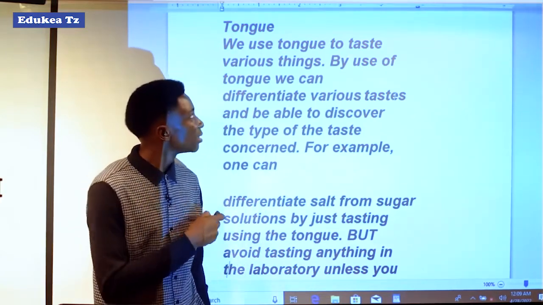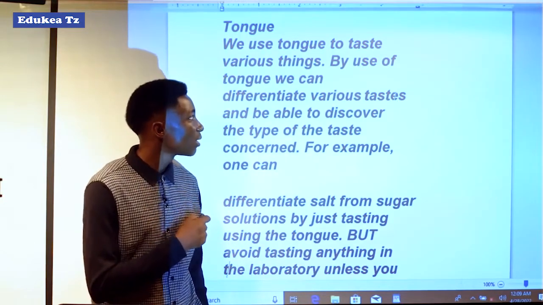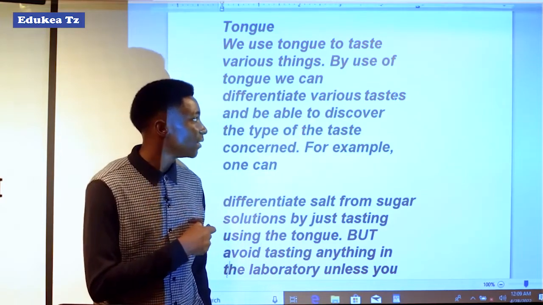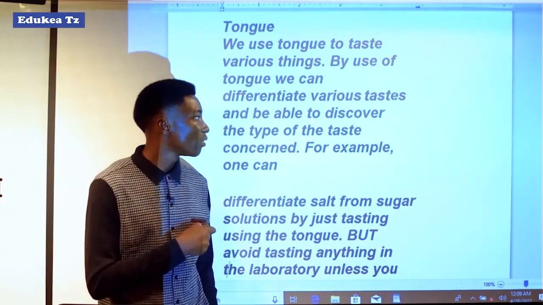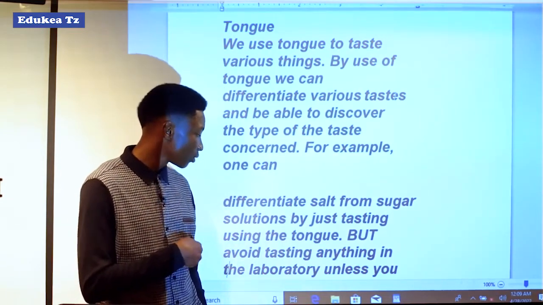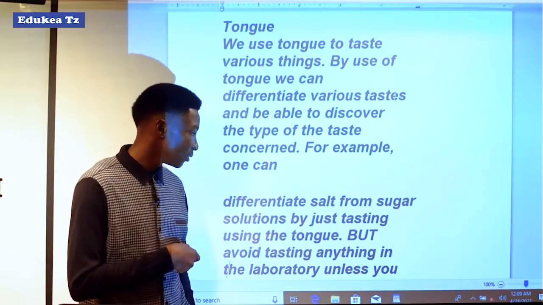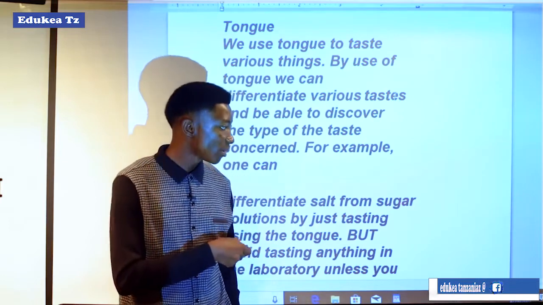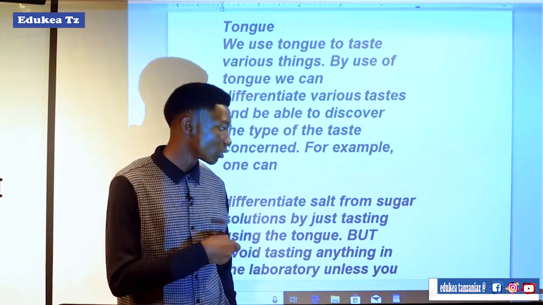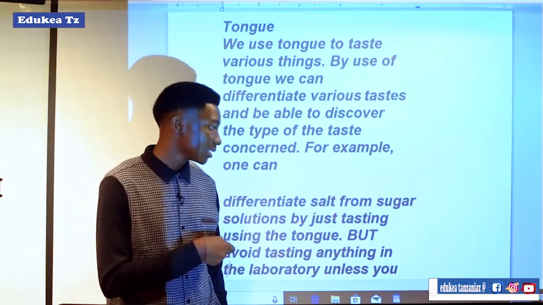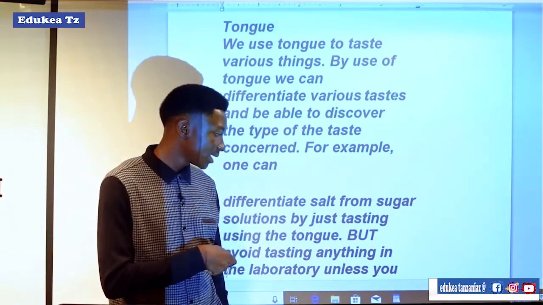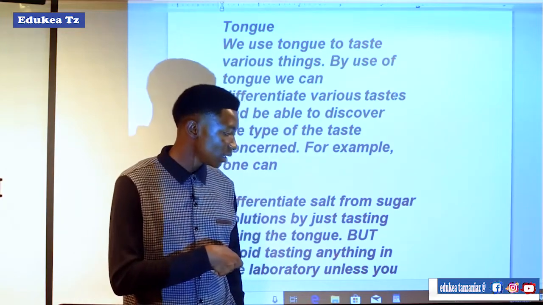So with this sense organ, the tongue, observation can be done by tasting what we eat, what we drink, or all tastes. For example, one can differentiate salt from sugar solution by just tasting using the tongue. This example shows that you can differentiate the taste of sugar and the taste of salt. But avoid tasting anything in the laboratory unless you are permitted.